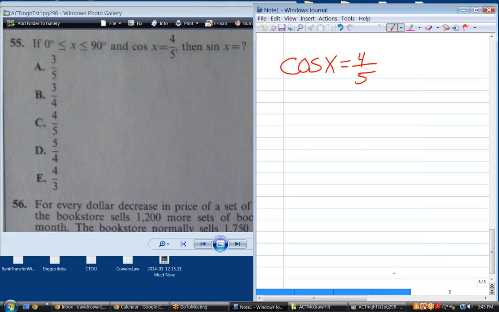Okay. Let me read it to you. If the cosine of x is equal to 4/5, what is the sine of x equal if we are in the first quadrant?